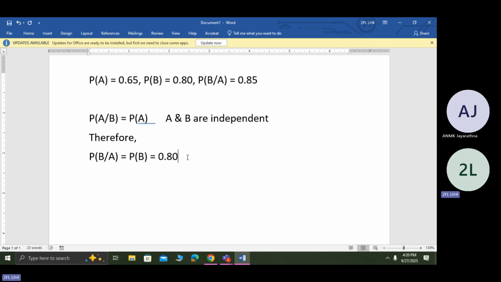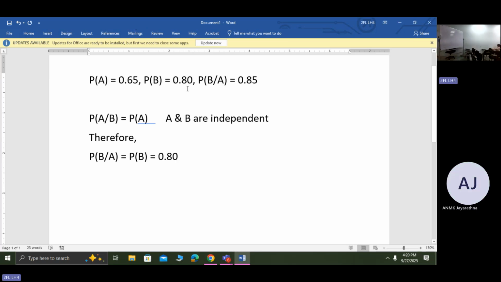Okay, finish. Then we move into the next concept, total probability law. Using the total probability law concept, we can find out the probability of an event. I will explain this one using an example.